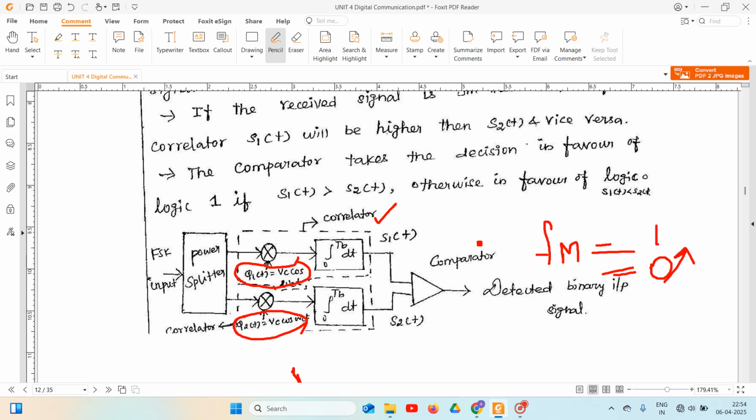I hope you are able to understand the coherent and non-coherent FSK demodulator.